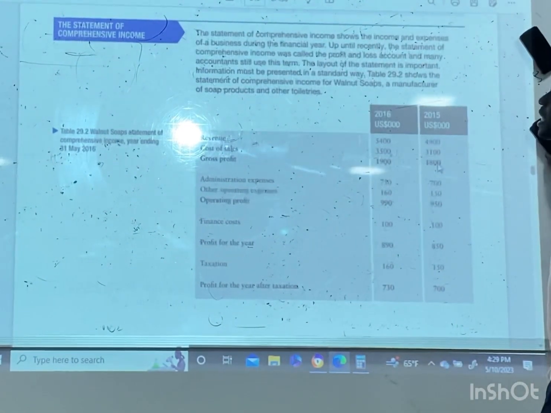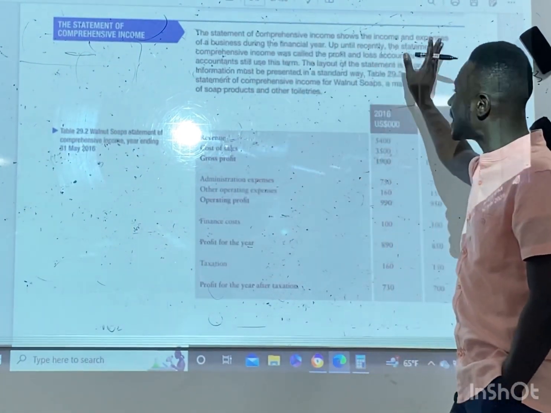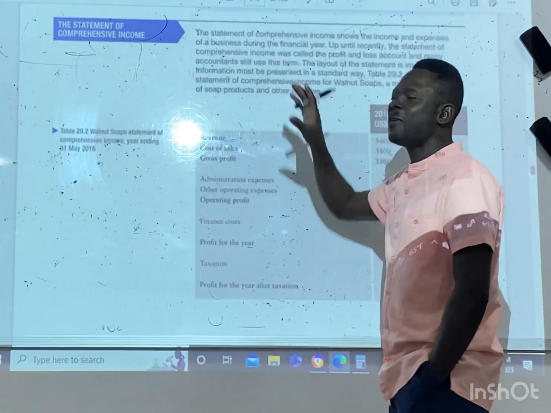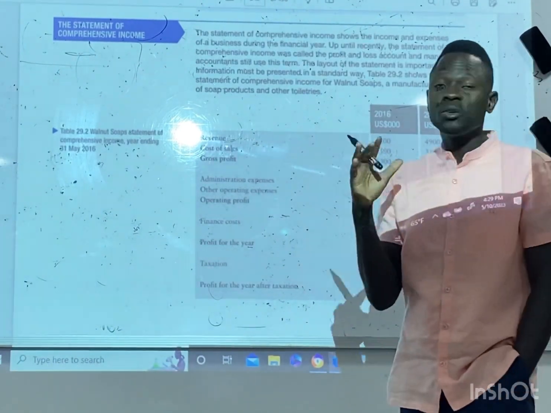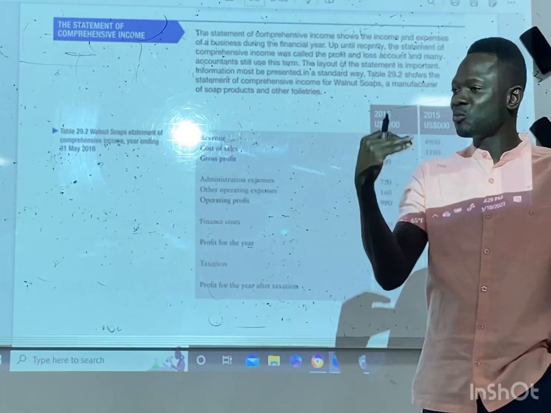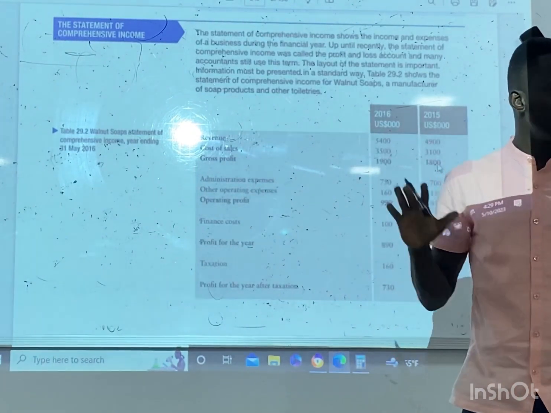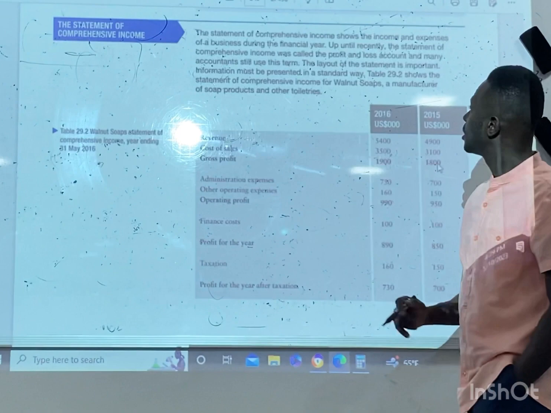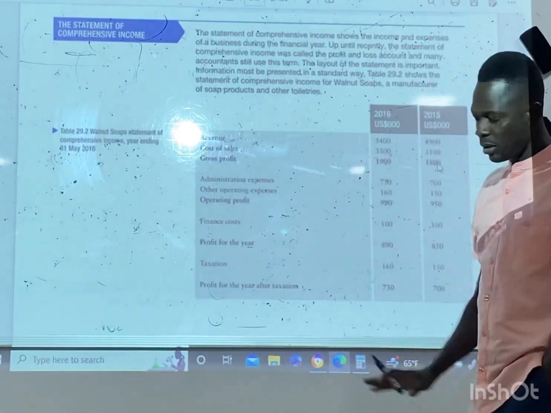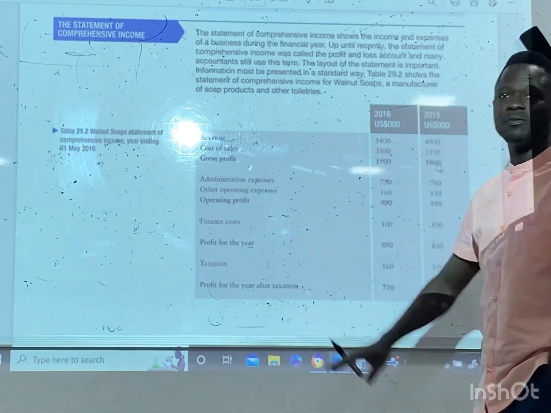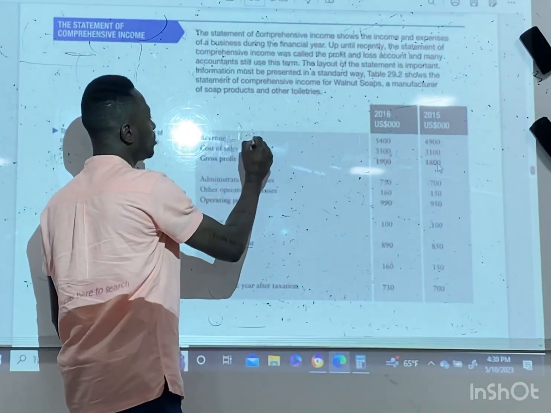So, the statement of comprehensive income shows the income and expenses of a business during the financial year. It does not only require you to post your income, but also your expenses for the whole financial year. This is a typical format of a statement of comprehensive income. Look at it. We have our revenue, which is the same as sales.